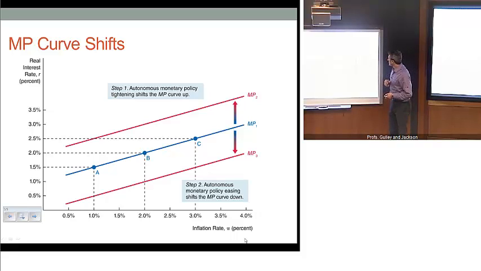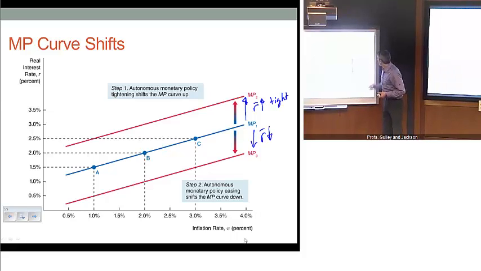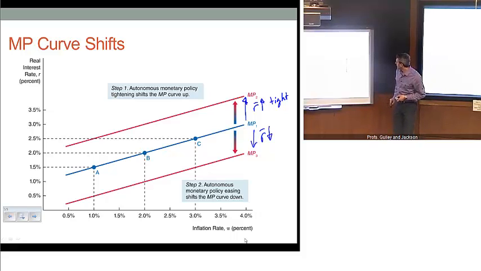So visually, you can see some examples here. Here we have this autonomous tightening of policy. So that MP curve shifts up when R bar goes up, and that's, as I said, a tightening. And alternatively, we have this autonomous easing policy where we move to the MP3 curve, and so that means that interest rates are falling, holding inflation constant. And so because of that, cost of borrowing is easier, and so that would be an expansionary type of policy.